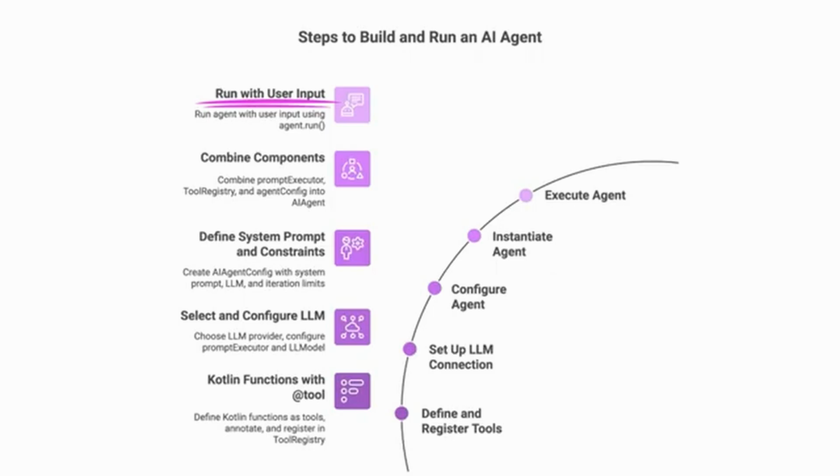And finally, run with user input. This is the part everyone sees. The user types something, but under the hood, everything you configured earlier kicks in. The agent isn't just chatting, it's reasoning, calling tools, handling results, and responding with context.